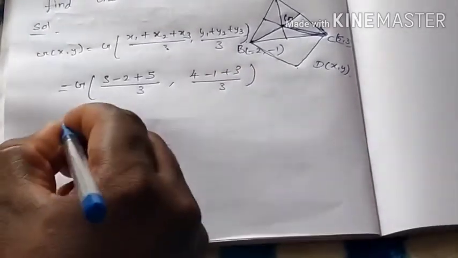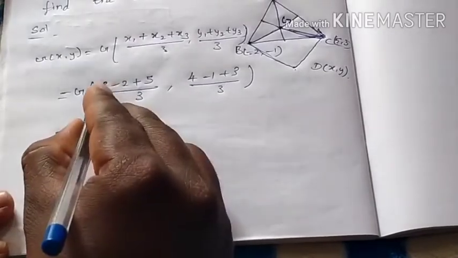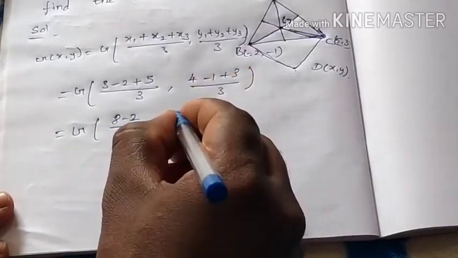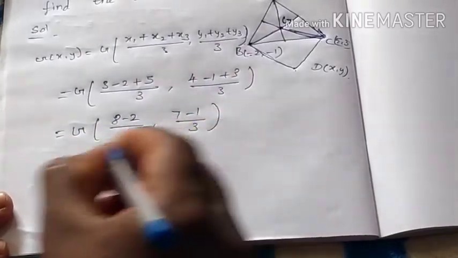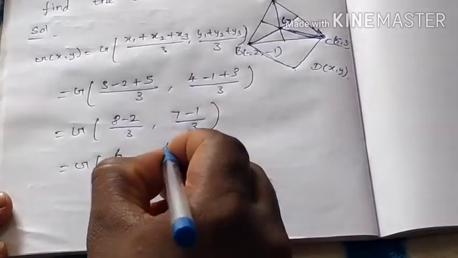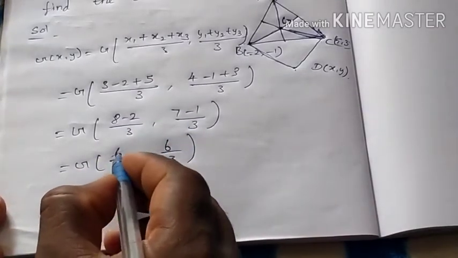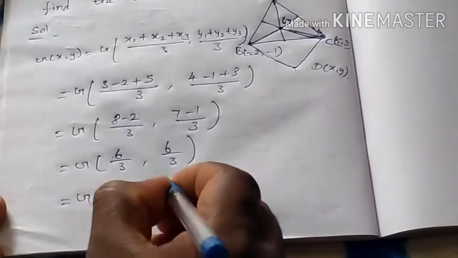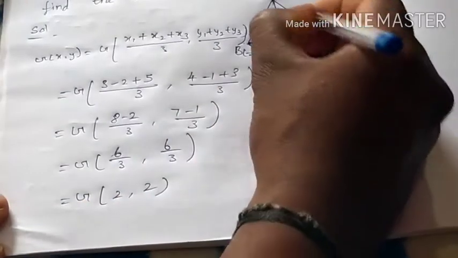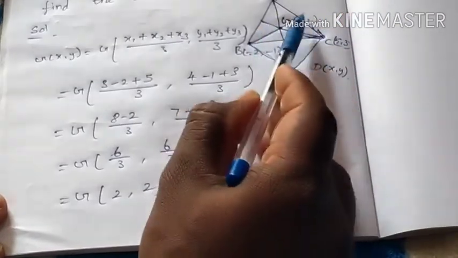Which is equal to G: 3 plus 5 is 8, 8 minus 2 is 6, divided by 3; 4 plus 3 is 7, 7 minus 1 is 6, divided by 3. So G is 6 by 3, 6 by 3. This is equal to G(2, 2), since 3 twos are 6. The centroid of the triangle is (2, 2).